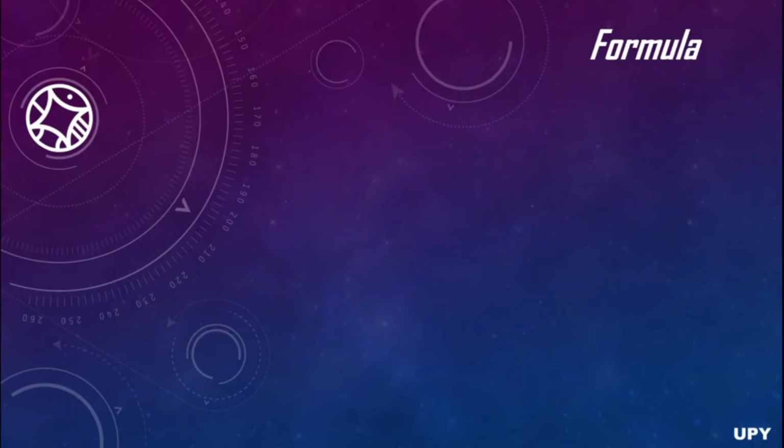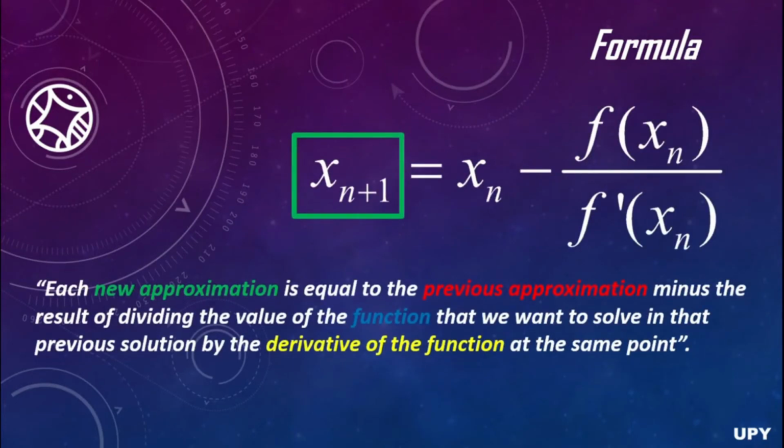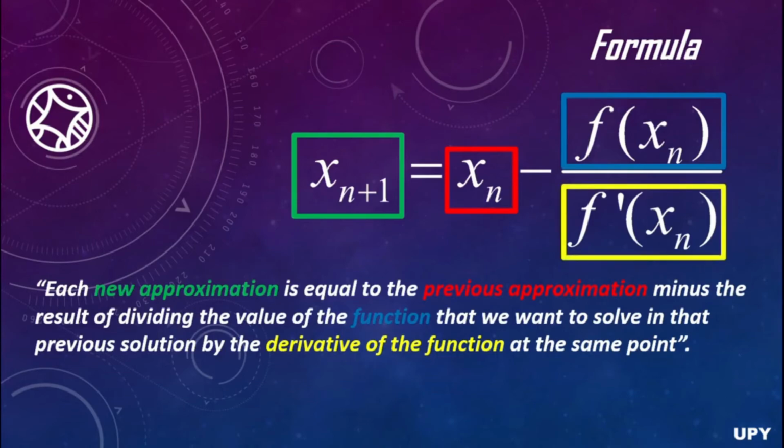This iterative method uses an equation in such a way that each new approximation is equal to the previous approximation minus the result of dividing the value of the function that we want to solve at that previous solution by the derivative of the function at the same point. Then, what we need is a first approximate value and to know the derivative of the function.